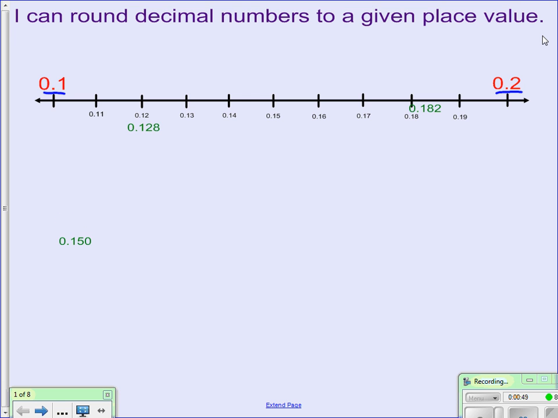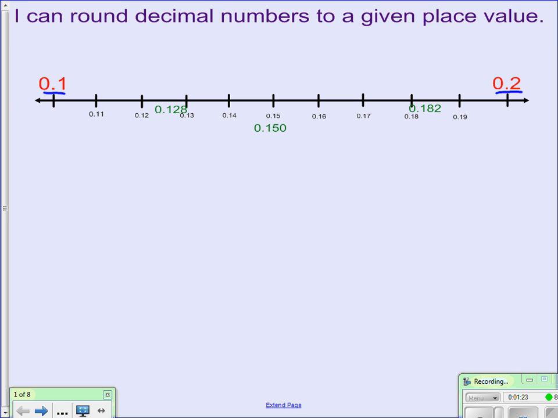128 thousandths. 1.12, 1.13. It's going to fall closer to that 1.3. And 150 thousandths is going to fall right there at 15 hundredths. These are actually equivalent fractions. They're equal to each other. They look a little different, just this one has a 0 at the end.